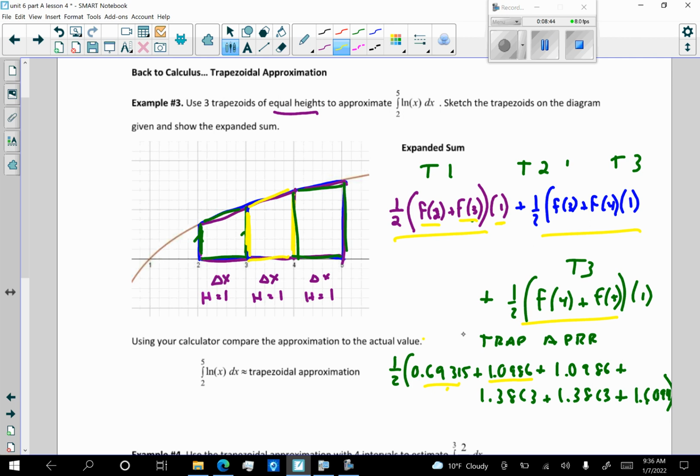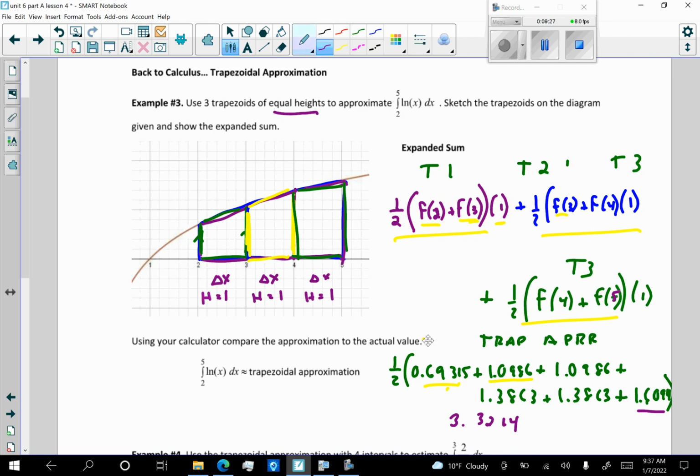So this is f of 2, this 1.0986 is f of 3. I have 2 of those, this guy and this guy. I have 2 f of 4s. f of 4 is 1.3863, and I have 1 f of 5. This is your f of 5. I added those 6 values together and divided them by 2, and you'll have to check my arithmetic, I believe that came to 3.3214. That's an estimation for this definite integral.